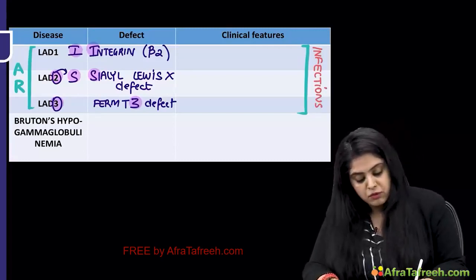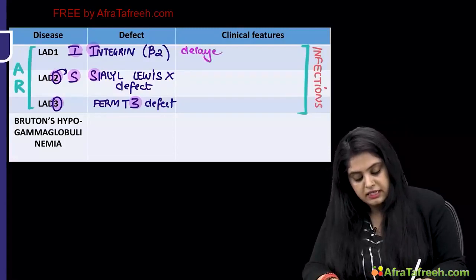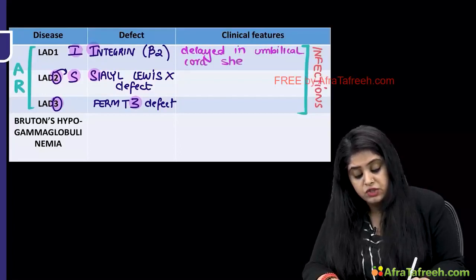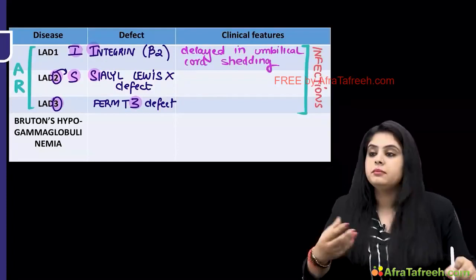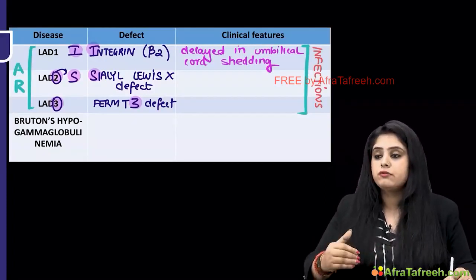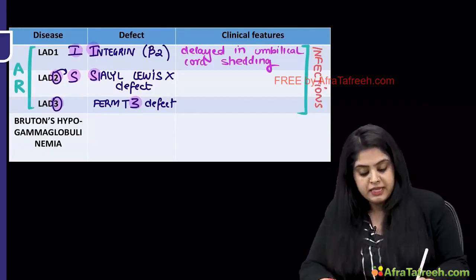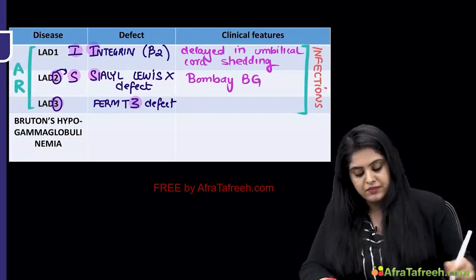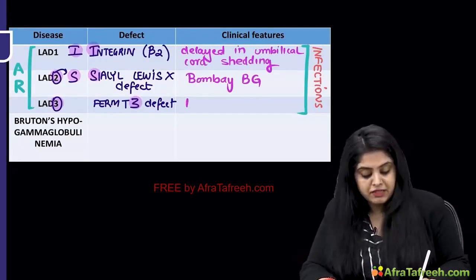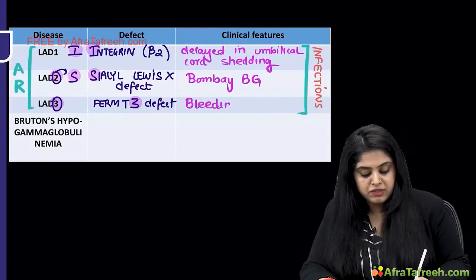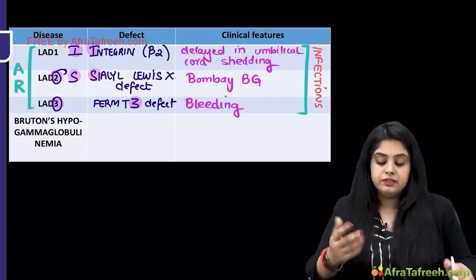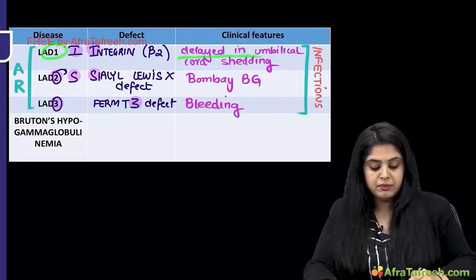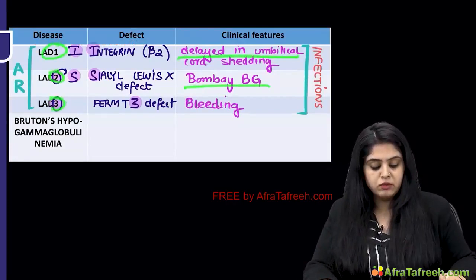Please note that first and foremost, if they say there is a delay in the umbilical cord shedding, this is a word I tell students to read very carefully. The mother is saying that after birth the umbilical cord stump did not shed off for many weeks. That is LAD1. If there is a very rare blood group that is found, that is Bombay blood group, that is LAD2. And if there is an element of bleeding present, that is LAD3.